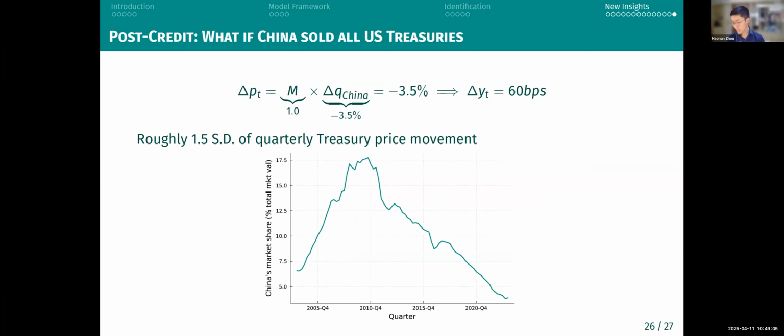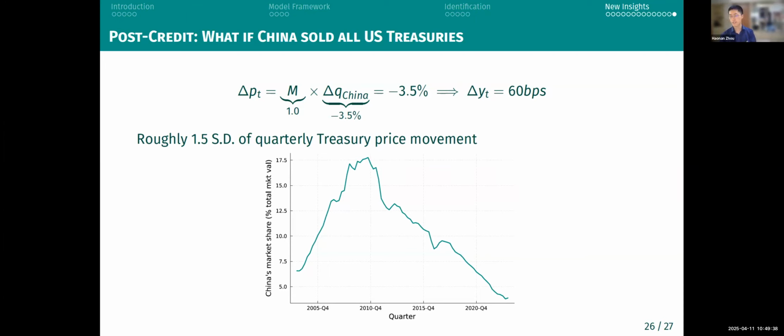Through the lens of a model, barring all of the assumptions about the structure of the treasury markets and so on, our estimate is basically that you multiply the multiplier that we estimate, which is 1, by the market share of China at this point, which is around 3.5%. So our estimate is that even if China sold off all its US treasuries, the price impact is around 60 basis points within a quarter. Roughly, this is like 1.5 standard deviations of quarterly treasury price movement.